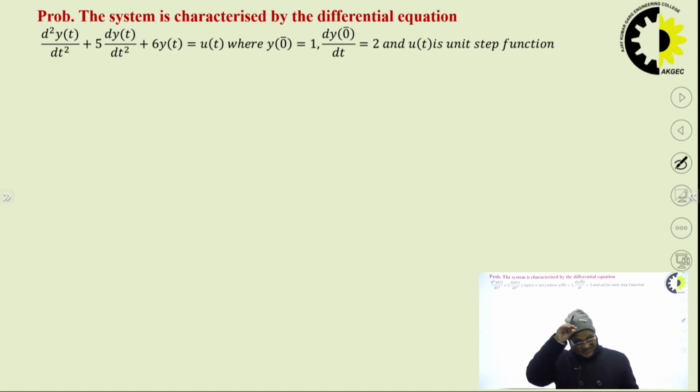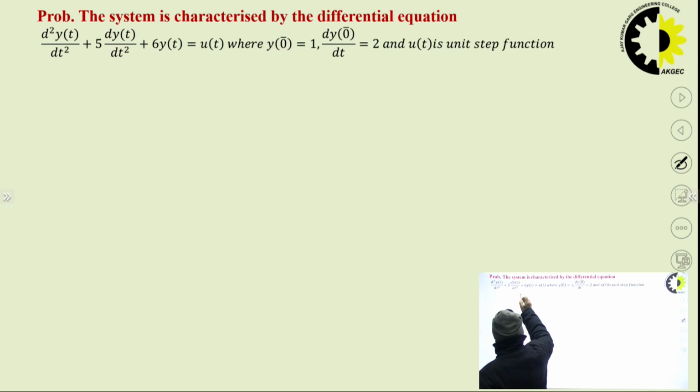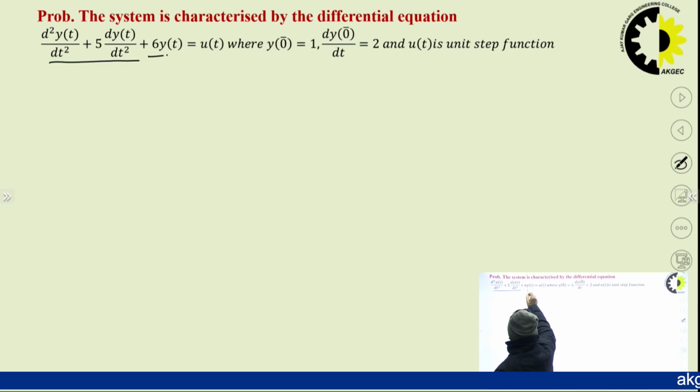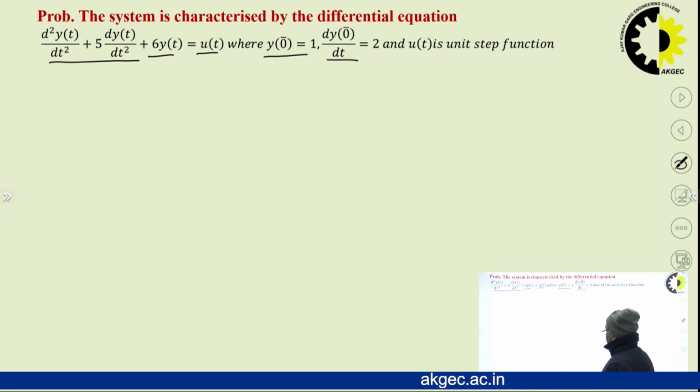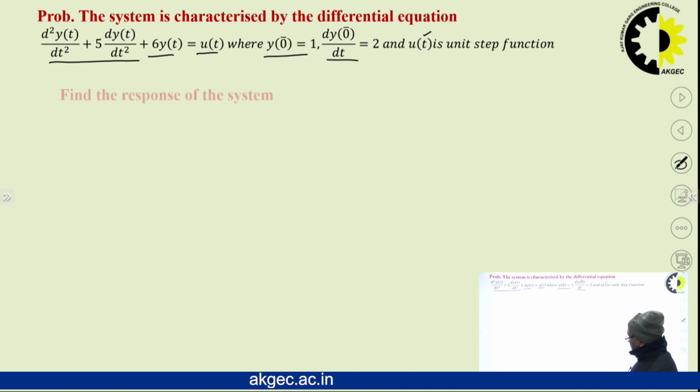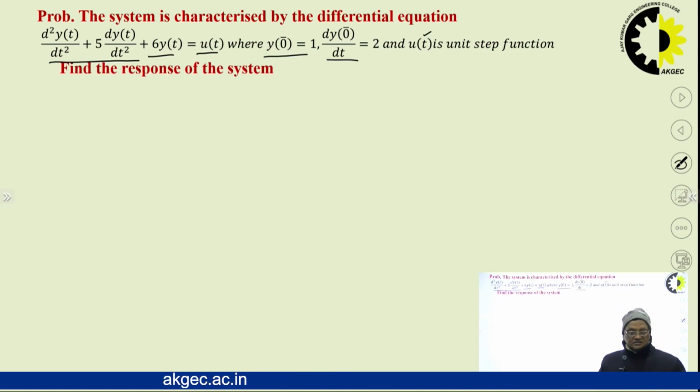Now, suppose the circuit dynamics is given, and you are required to find the response of the circuit. Just look at this problem. The system is characterized by the differential equation d²y(t)/dt² + 5 dy(t)/dt + 6y(t) = u(t), and these are the initial conditions of this circuit dynamics, and u(t) is the unit step. Find the response of the system.